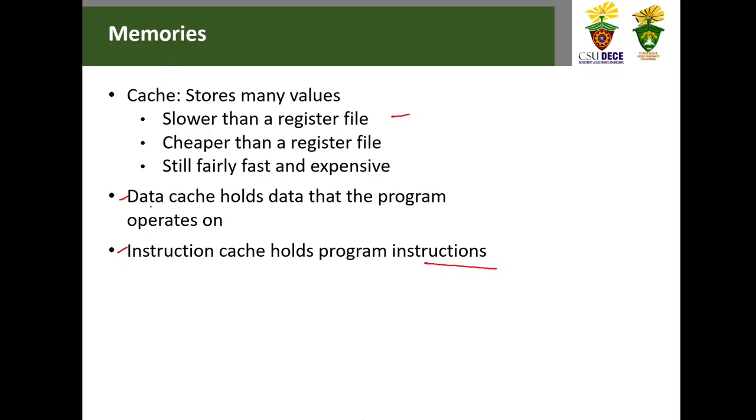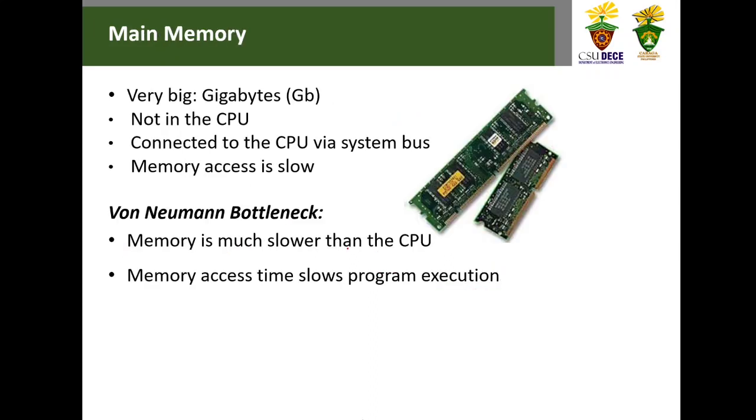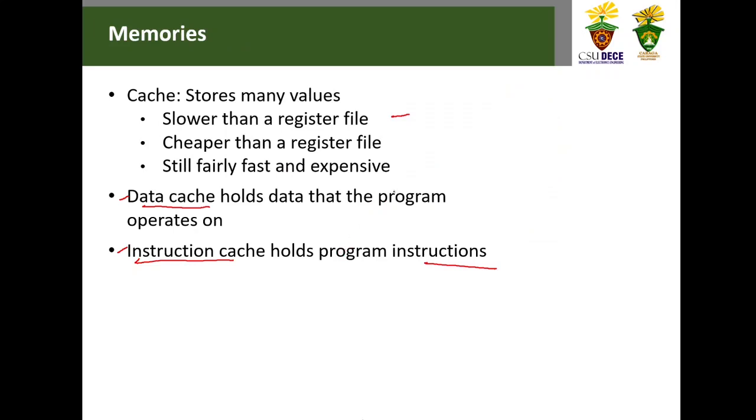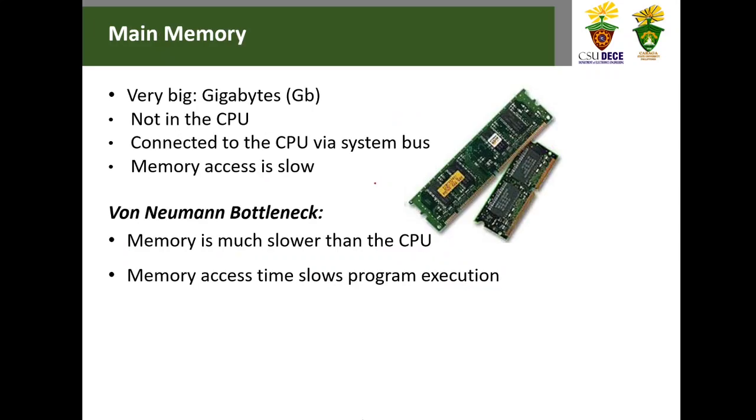You can see it word for word. In the data cache, it is data, and in the instruction cache, it handles instructions. So as easy as that. Then it is important to keep in mind that it is fast but expensive compared to other memory. It is fast compared to the main memory.